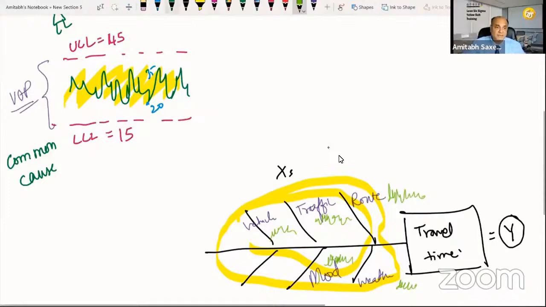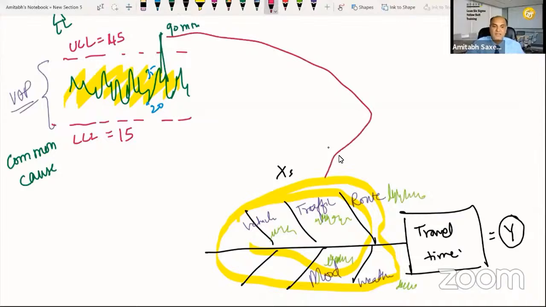But suppose in one day I took, say, 90 minutes, then I can give you one specific reason. Today, my vehicle broke down. We call it special cause variation. Whenever I go out of control limits, we call it an out of control process. I say there is a special cause variation in my process. I hope you understand this. I understood what common cause variation and special cause variation are.